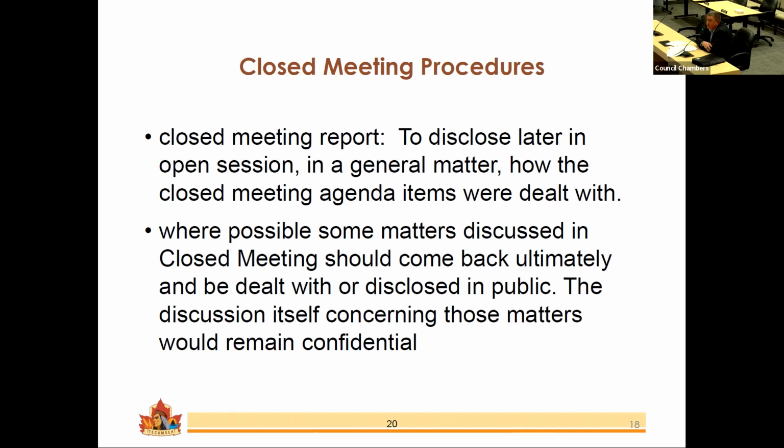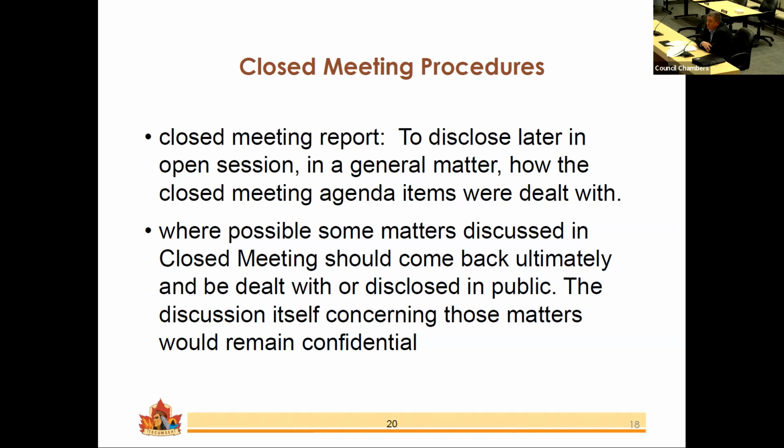That doesn't always happen. Some information discussed in closed session remains of a confidential nature, even coming out of the meeting. But for some of those items, the need to keep them confidential is more of a timing issue. So perhaps a potential purchase or sale of land is in closed session, and the negotiations surrounding that are items discussed in closed session.